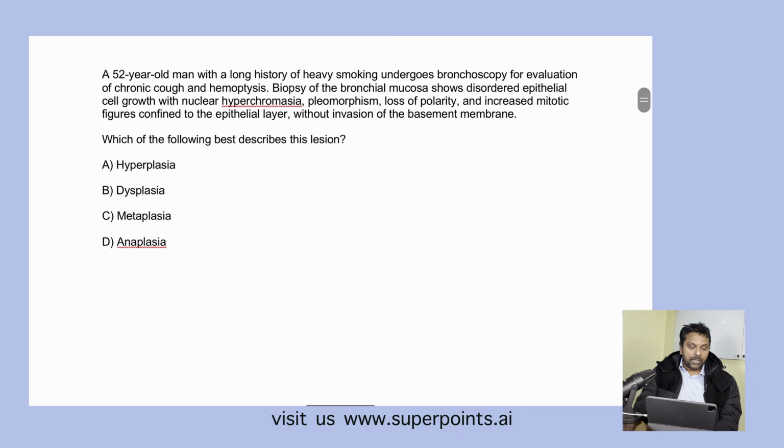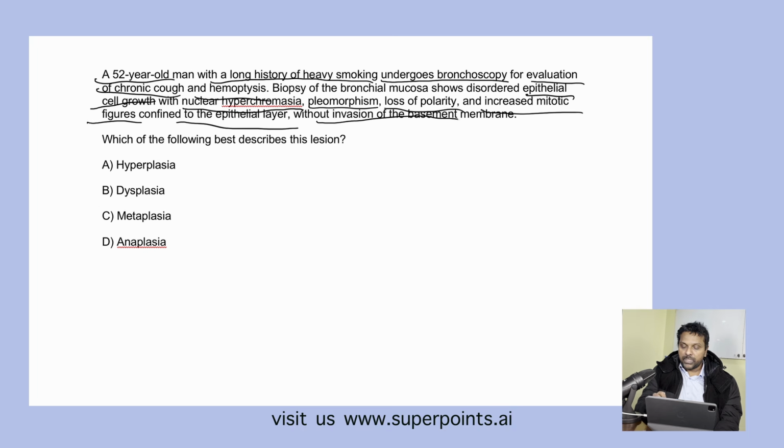Let us go to the next one. A 52-year-old man with a long history of heavy smoking undergoes bronchoscopy for evaluation of chronic cough and hemoptysis. Biopsy of bronchial mucosa shows disordered epithelial cell growth with nuclear hyperchromasia, pleomorphism, loss of polarity, increased mitotic figures confined to the epithelial layer without invasion of the basement membrane. Which of the following best describes this lesion? Hyperplasia, dysplasia, metaplasia, anaplasia. Choose one of the four options.